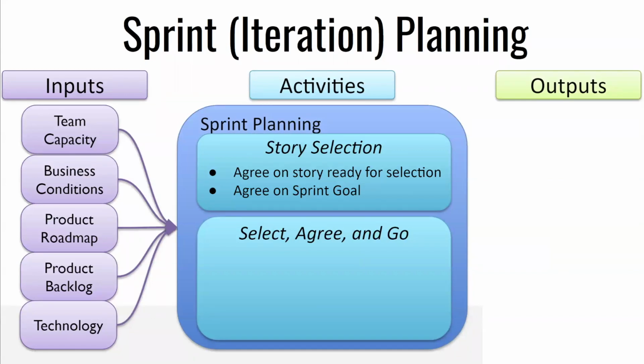So we want to agree on the sprint goal. What is it that we're trying to deliver at the end of this? This comes into play as to what we're going to do at the show and tell at the end. What are the things that we're going to talk about? So what are we trying to achieve in this goal?